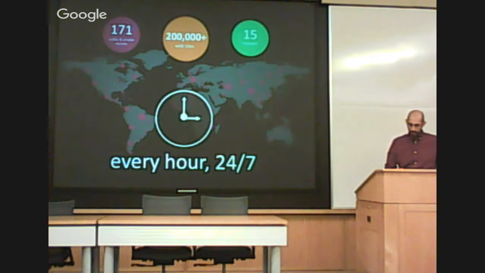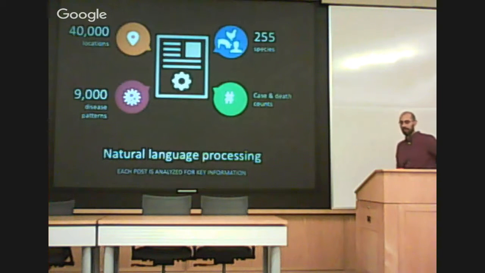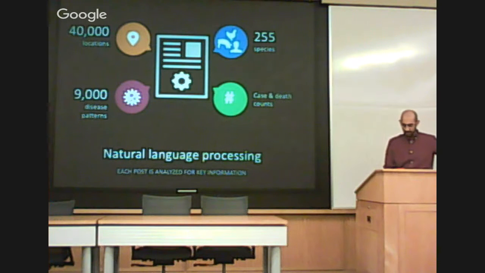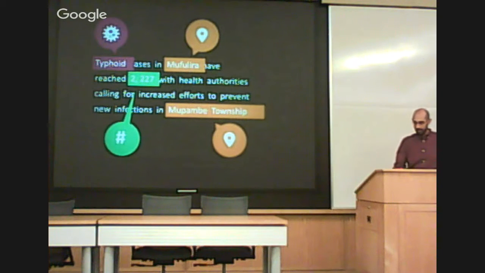So we use combinations of natural language processing and machine learning. And I'll talk a little bit about that in terms of processing this data. Natural language processing is where we're looking for semantic types, so information that allows us to determine data such as a location, a case count, a disease name, and species that are affected as well, in a programmatic, high-throughput way. So here's an example of some text and some semantic typing of that text.